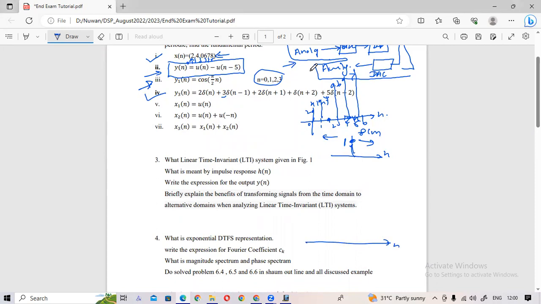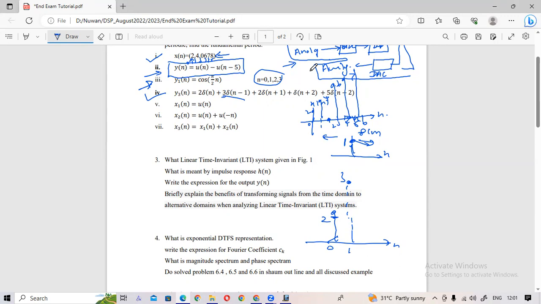Okay. So here 2 delta n. Delta n value is 1, so 2 delta n means 2. So the 0th value will be 2. And delta n minus 1, that means the delta signal is shifted by 1 in this direction. So here it will be 1. It is multiplied by 3, so it will be 3. Delta n minus 1, so this is that point. These are the points actually.